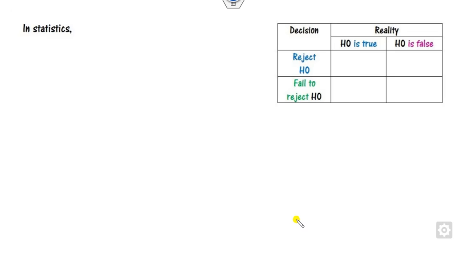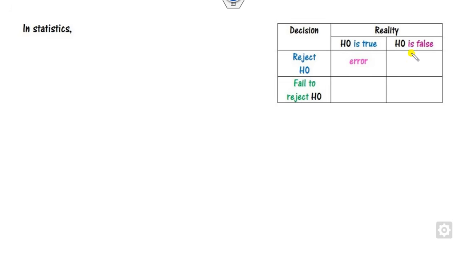Let's say, in order to understand it more clearly, the reality is H0 is true, and finally you made a decision to reject H0. What is the meaning of that? It means initially H0 is correct, and finally you have rejected it. There is an error inside it. Why? Because H0 is true, but you still rejected it.